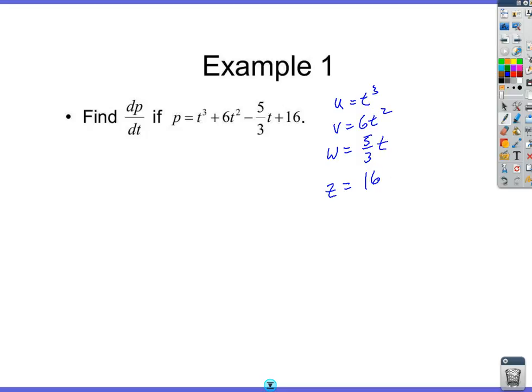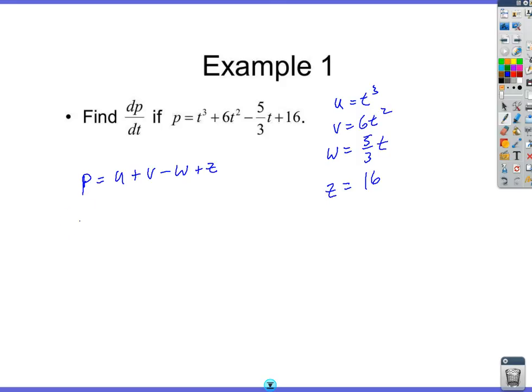So what I have here is that P is now equal to a U plus a V minus a W plus a Z. You can be going, well, why am I doing all this? Because I want to show you, I want to break this down by the rules, and then we'll show you how fast it can go otherwise.